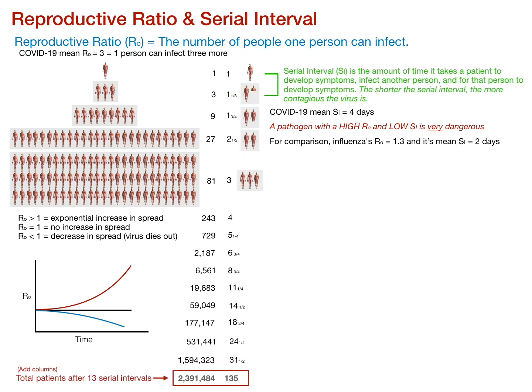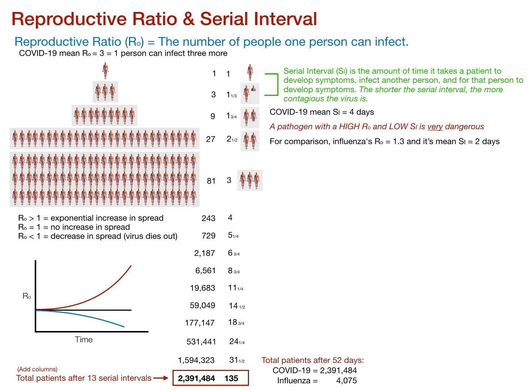So that means you can see the numbers here. Over 13 serial intervals, you're going to end up with a total number of COVID-19 patients in the millions: 2,391,484 versus 185. So that's after 13 serial intervals. But remember that the serial interval for COVID-19 is 4 days and the serial interval for influenza is 2 days. So we need to do a little bit more math.